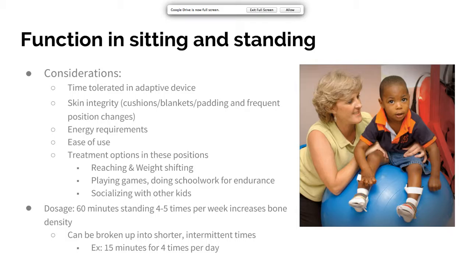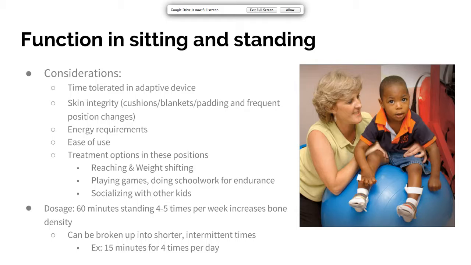It takes significantly more energy for a child with cerebral palsy to maintain these positions than it does for a child without cerebral palsy. This is an important consideration when determining how much time the child should be spent in these positions. This is another reminder to check in with the child if possible to see how they are tolerating the device.